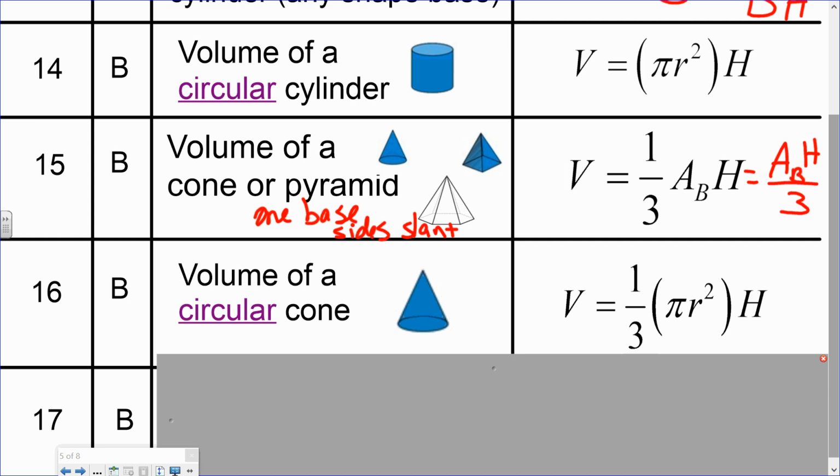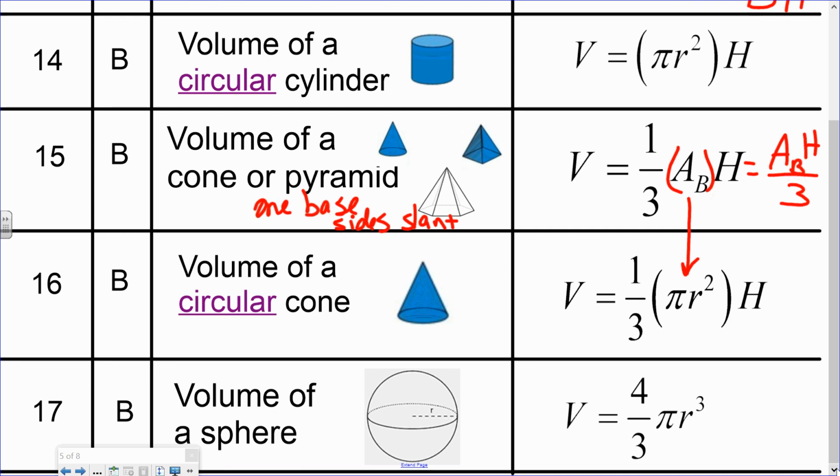If it is a circle, you don't have to memorize these circular ones separately. If you've memorized the 1/3 area of the base times the height, this is just showing you do substitute in that area of the base is pi r squared. And then if we want the volume of a sphere, it is going to be 4/3 pi r cubed. And I'll scroll right back down to that in a moment.